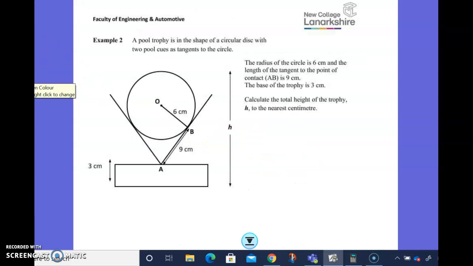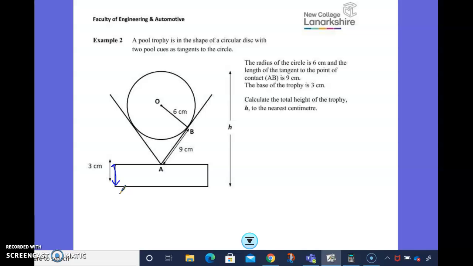Second example then, a bit more of an exam type question you might get on this. So we've got a pool trophy. It's the shape of a circular disc with two pool cues as tangents. The radius of the circle is 6 centimetres. The length of the tangent to the point where it meets, so this line here, AB, is 9. The base of the trophy, from there to there, is 3 centimetres. And we want to calculate the total height of the trophy.